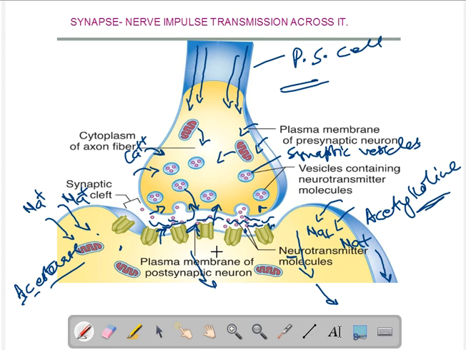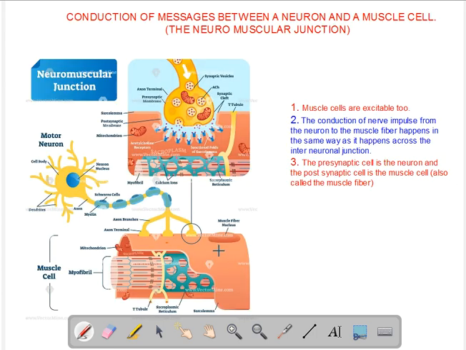Let us now try to understand the conduction of messages between a neuron and a muscle cell. Now, a muscle cell is a kind of an effector cell. As we have already discussed, the muscle cell is also an excitable cell, which means if it is stimulated sufficiently, it will also generate its own electric impulse and it contracts. And when the electric impulse dies, it relaxes. So that is how the muscles contract and relax. They act like biological motors, and that's why they are able to move our bodies.